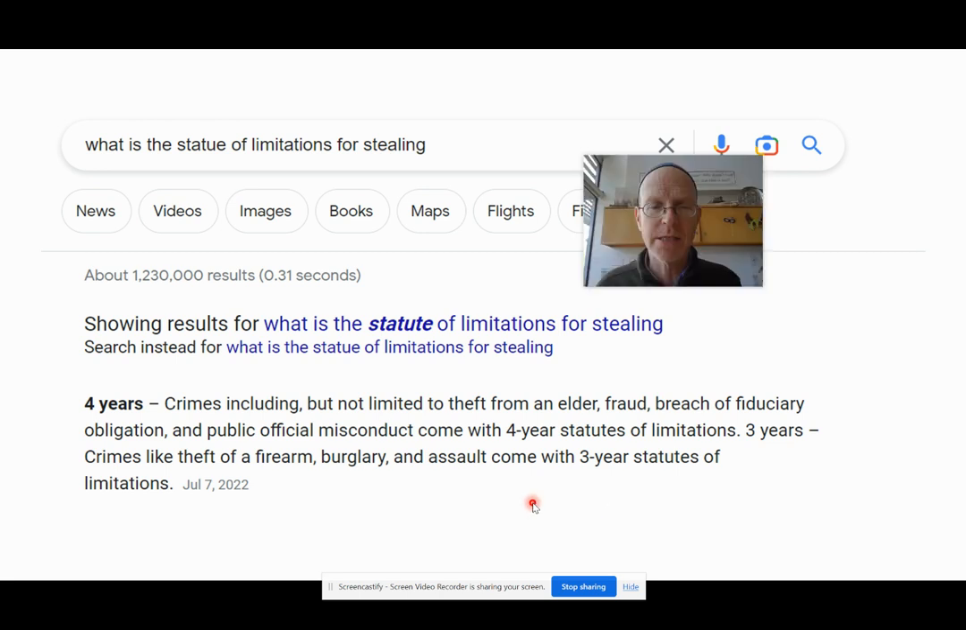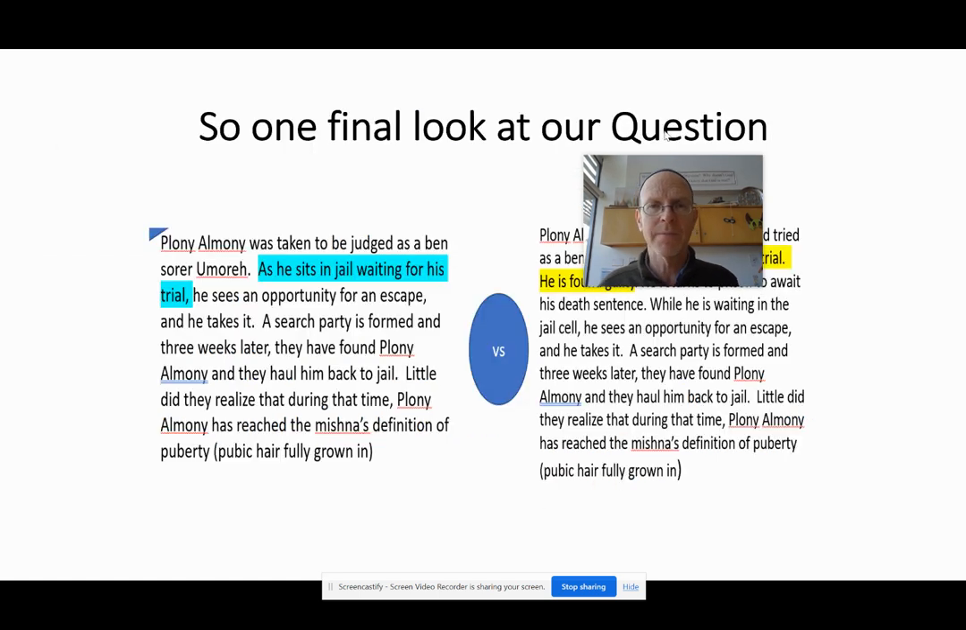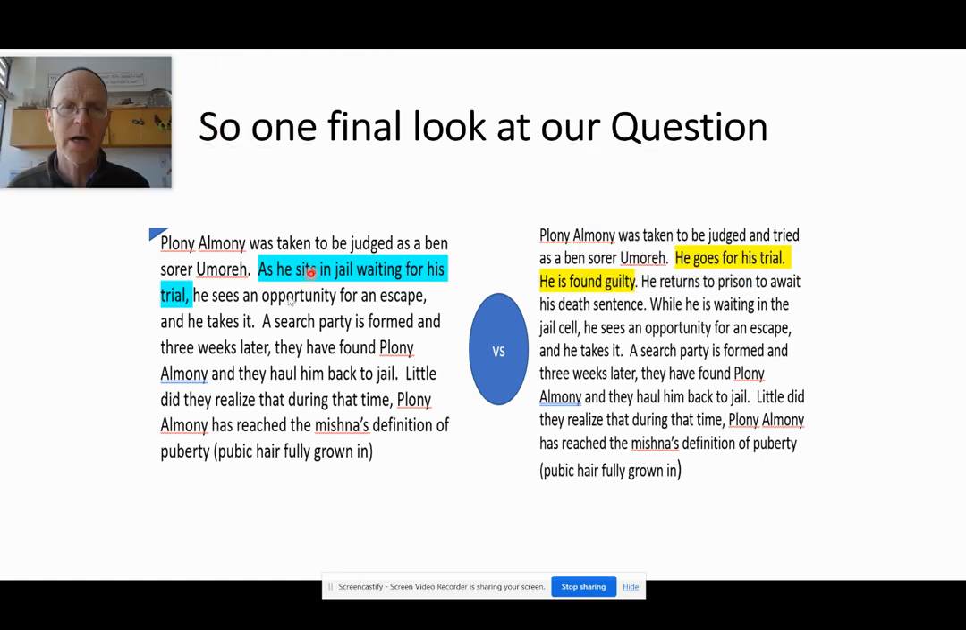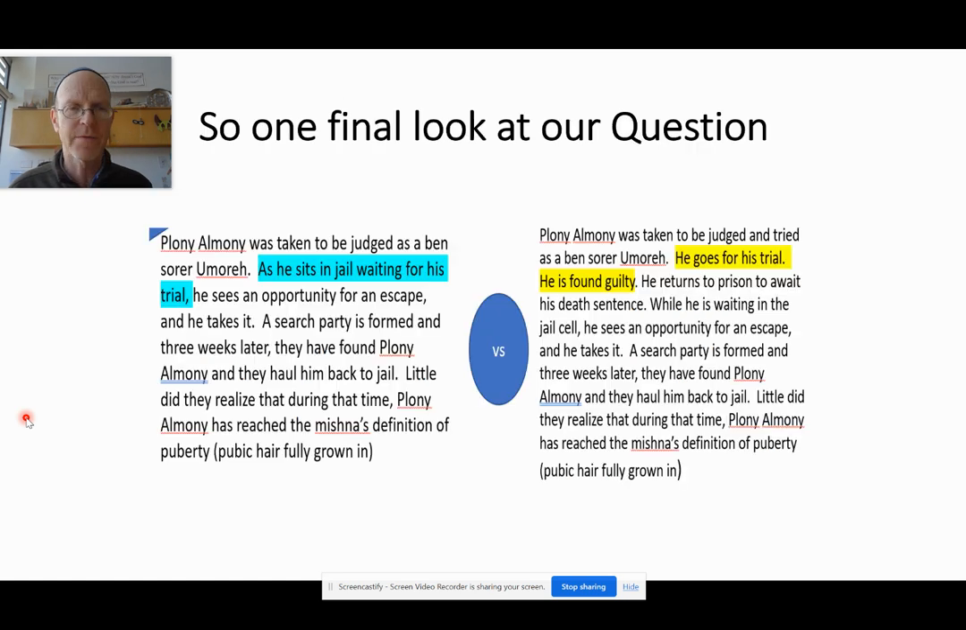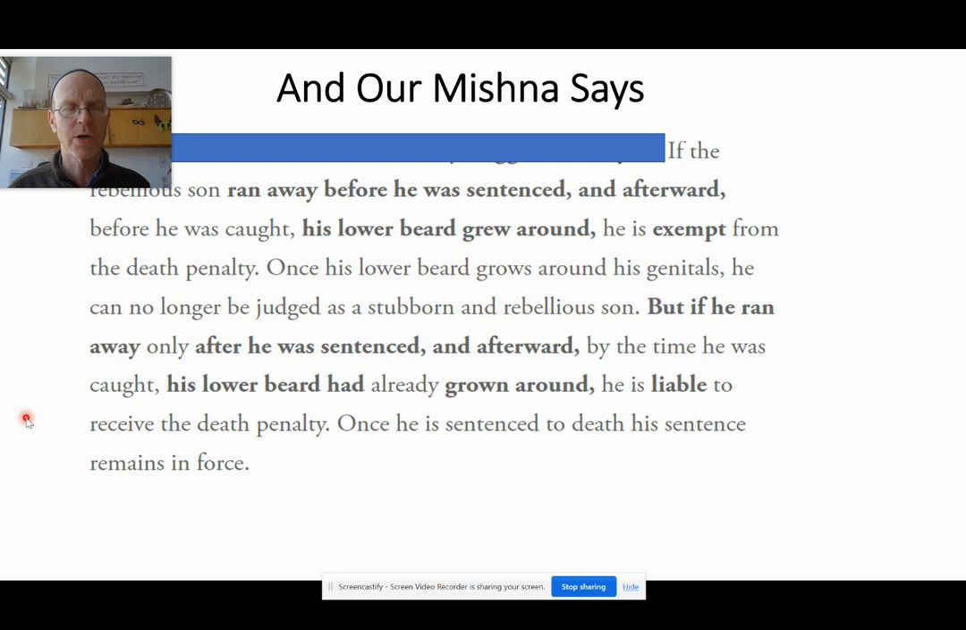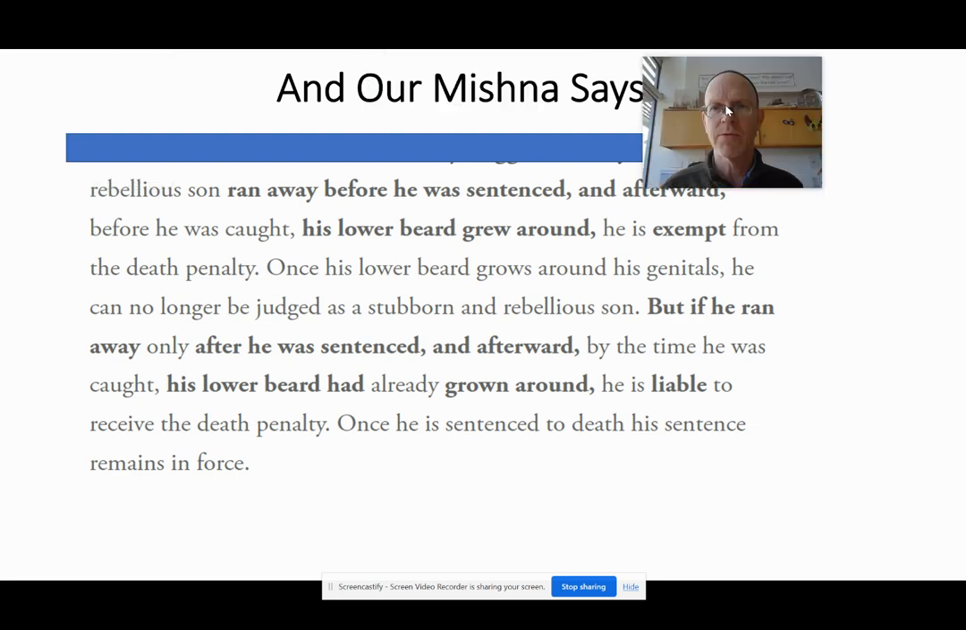And so the question is, what does this mean for our case of a Ben Surrer Moreh? And that's question number 22. So let's finally look at our question between the two of these, and now we will read actually the Mishnah itself, and let's look at the answers. And so after reading the Mishnah, question number 23: summarize the Mishnah and tell us what the answers are for case number 1 and case number 2 according to the Mishnah. And here's the Mishnah right here.